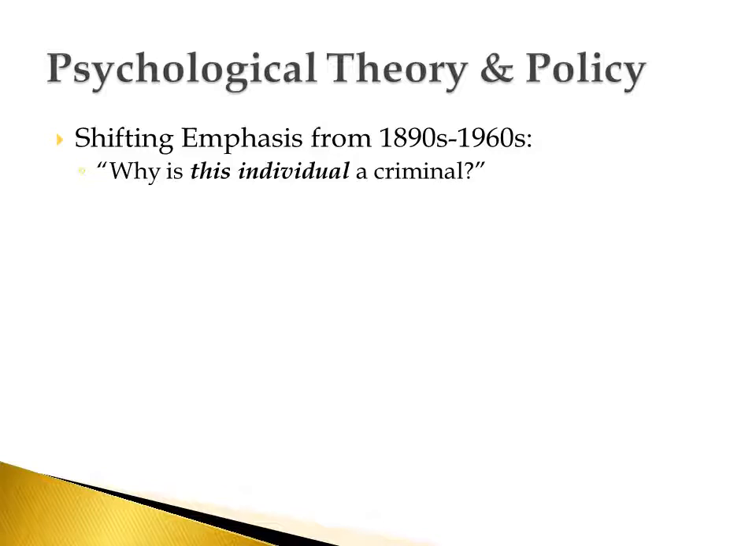Okay, so let's shift gears a little bit here and talk about the shift that we've experienced over the past couple years, talking about psychological theory and policy. One thing that you can really mark in the psychological theory development in criminology in terms of its link to policy is from about the 1890s to the 1960s, when these psychological explanations for criminal behavior were getting developed. We really shifted in emphasis.